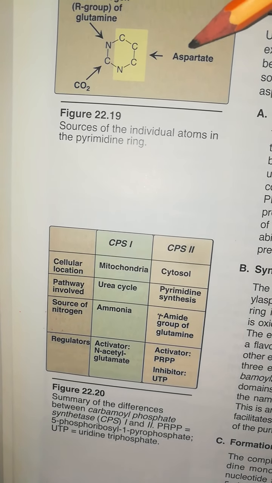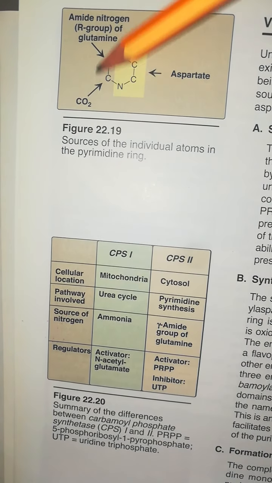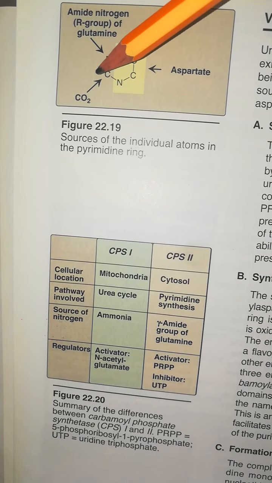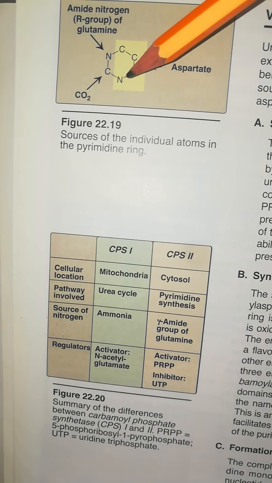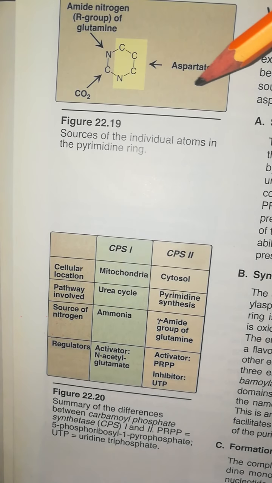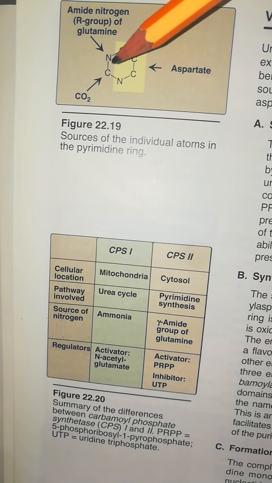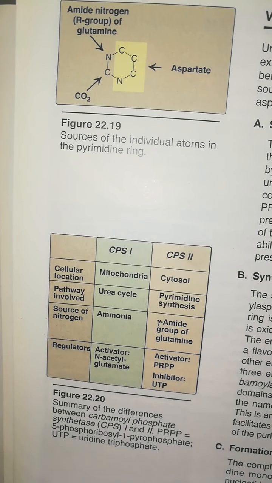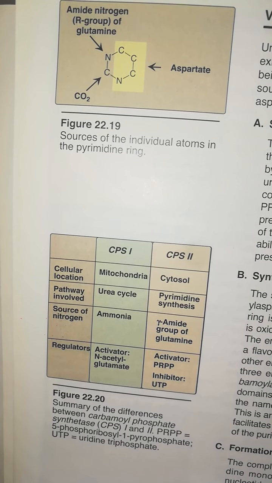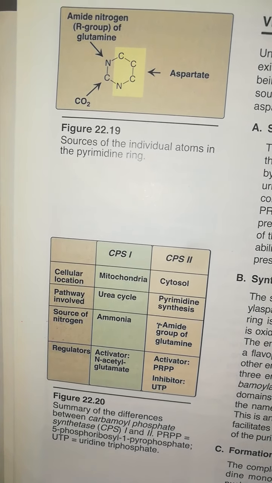How do aspartate, carbon dioxide, and glutamine provide these atoms? Just see this chemical structure: carbon and nitrogen are provided by aspartate. Glutamine provides this nitrogen. Carbon dioxide provides this carbon. So we get this pyrimidine ring. Thank you.